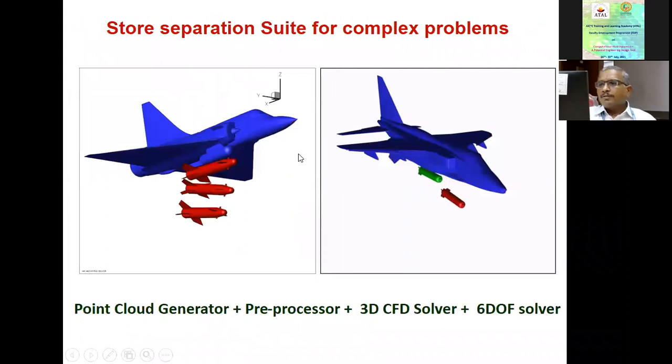Okay. So this is the kind of problem we now want to try with the methods which I have explained for the point cloud generation. I would use those methods to solve problems of this kind. So what does this need? It is not just enough that I have a mesh-free solver. To solve problems of this kind, we need to generate a suite of tools. So this we call a store separation suite. What are the kind of tools needed here?